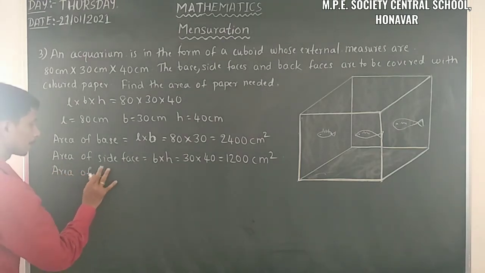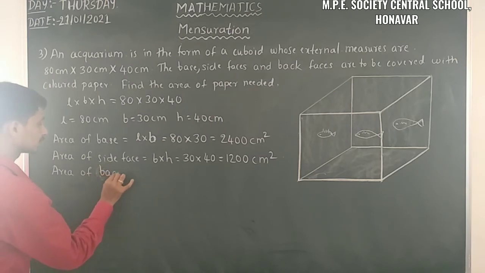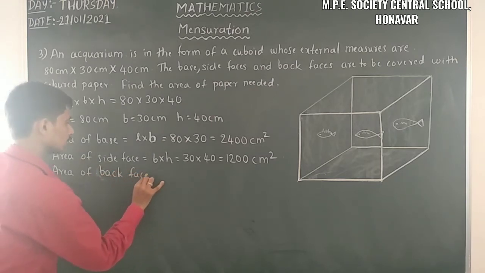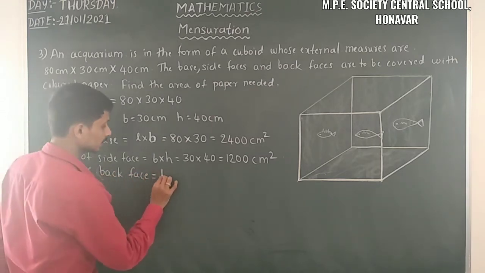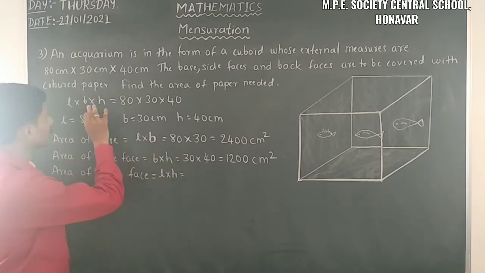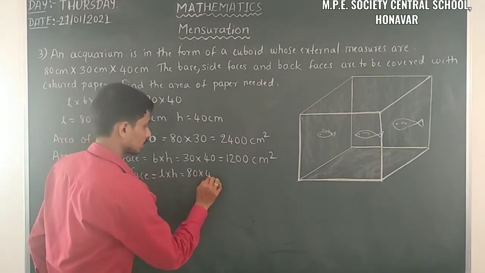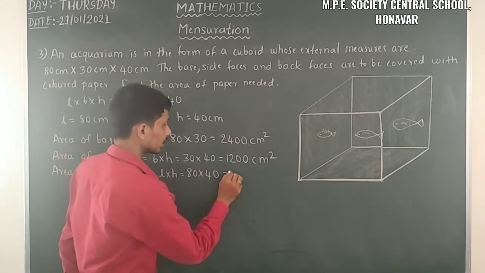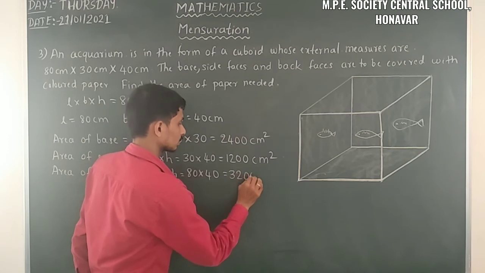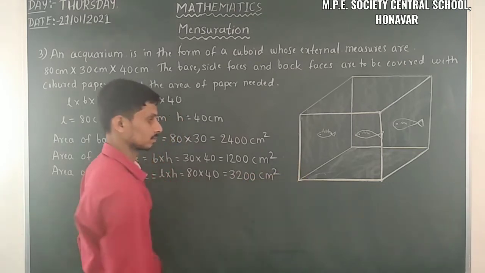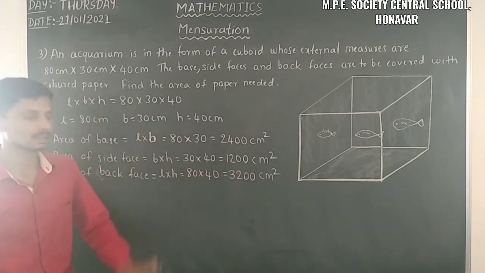Area of back face is equal to L into H. What's the value of L here? 80, and here it is 40. So 8 into 4 is 32, 00 centimeter square. When you multiply this one, we get 3200 centimeter square.